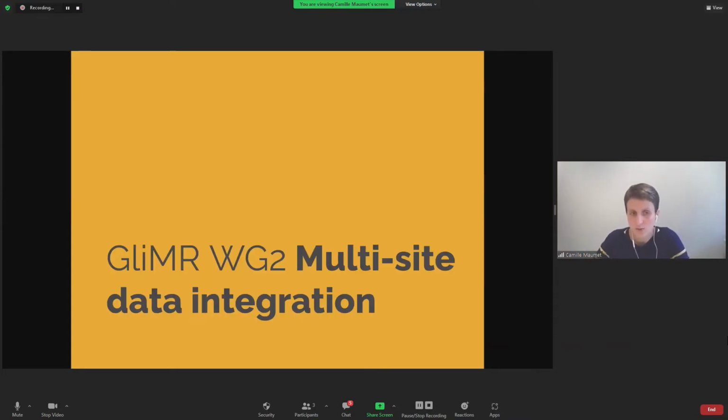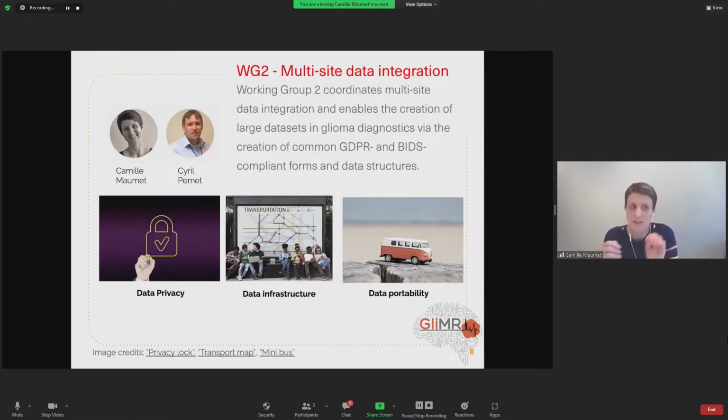And this brings us to Working Group 2 on multi-site data integration. As Jan was saying in the introduction, I'm co-leading this working group with Cyril Pernet, who'll talk a bit later. We have three main goals for that working group. The first one was to work on data privacy. I won't get into the details, but some work has been done in the context of GDPR and making sure that we are able in Europe to share data sets between labs. There is also a focus on data infrastructure, so which databases are available to us to share this data.